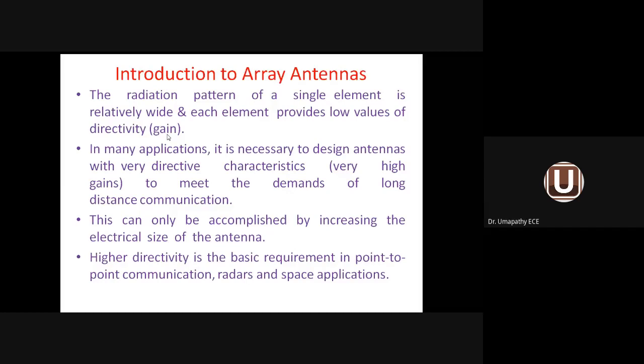K is nothing but antenna efficiency factor. D is directivity. G is gain. Gain will be always less than the directivity. So the gain and the directivity for a single antenna is very low. I cannot go for the application like point-to-point communication, radar and space communication. Space communication, especially satellite communication, my minimum frequency is 1 gigahertz. So I cannot go below 1 gigahertz. So for the high frequency application, I cannot depend upon individual antenna. I have to go for an array antenna.